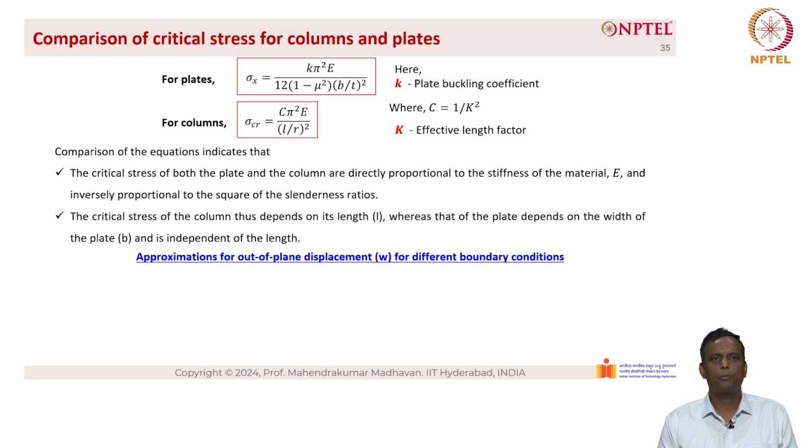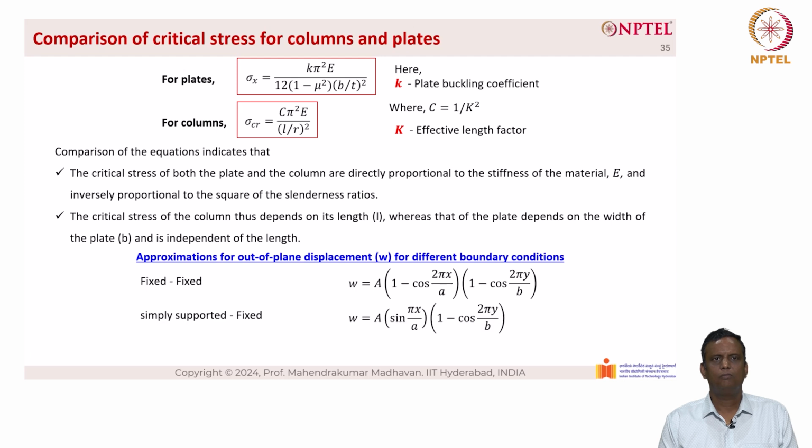Now, let us look at the approximations for the out of plane displacement w for different boundary conditions. For fixed and fixed condition, w is given as A into 1 minus cos 2 pi x by a into 1 minus cos 2 pi y by b. For simply supported fixed, w is given as A into sin pi x by a into 1 minus cos 2 pi y by b. For simply supported free, it is given as w equal to A into sin pi x by a into y by b.